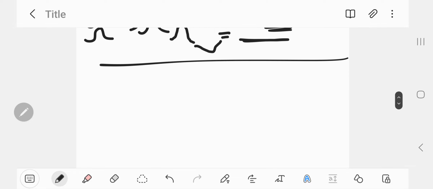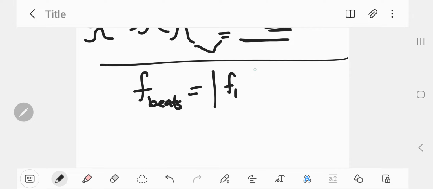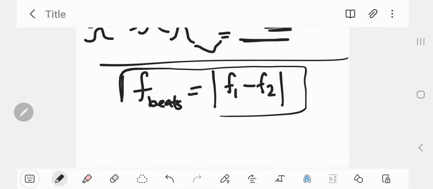There's a simple formula for beats frequency, a simple mathematical relationship. To find the beats frequency, you simply subtract the frequency of the second sound wave from the first sound wave and take the absolute value. You get this formula here. Why the absolute value? Well, because you can't have something like negative frequency. It's the same thing with distance. You can't have negative distance. It doesn't make sense in physical terms. So the absolute value there is just to make sure that what comes out is a positive number.